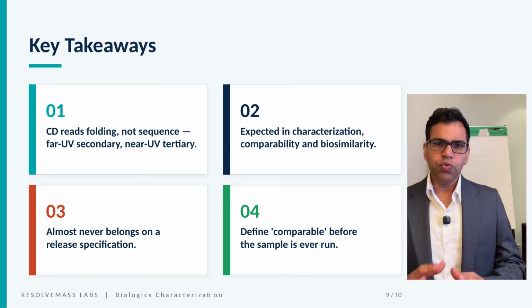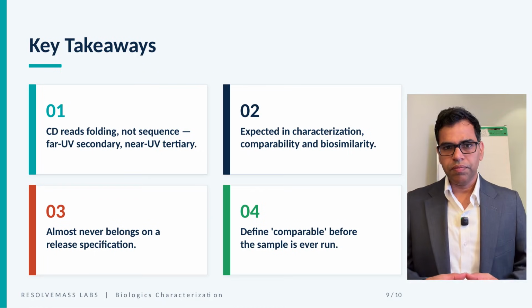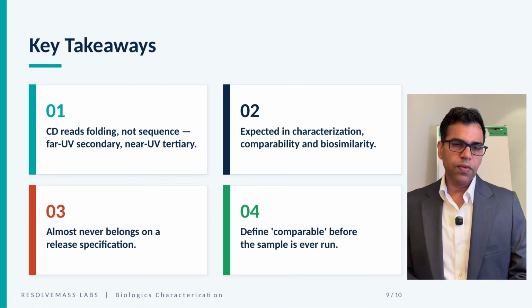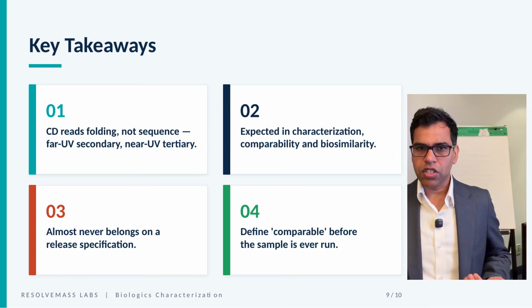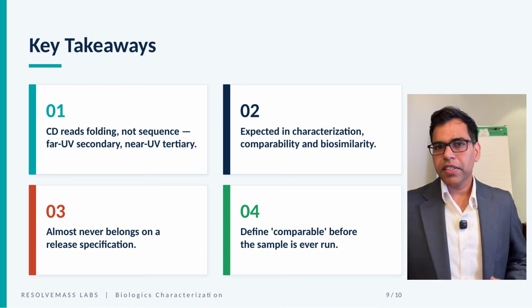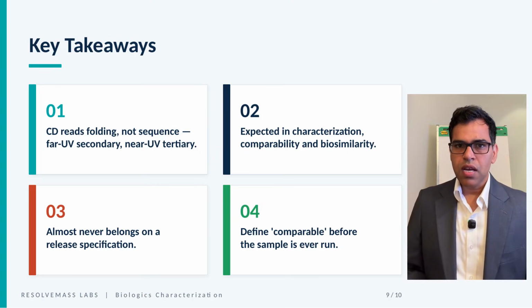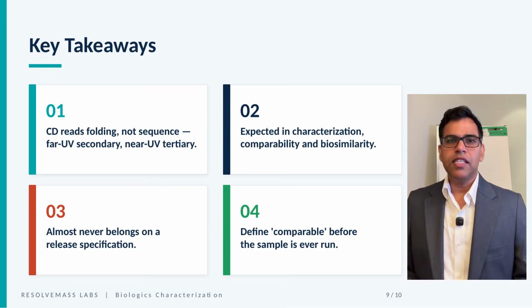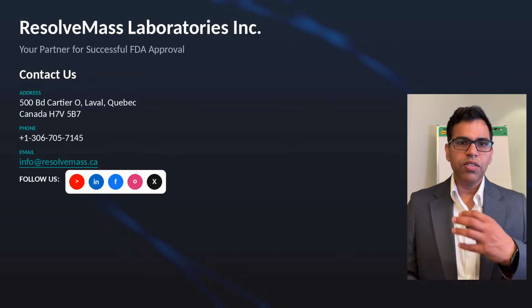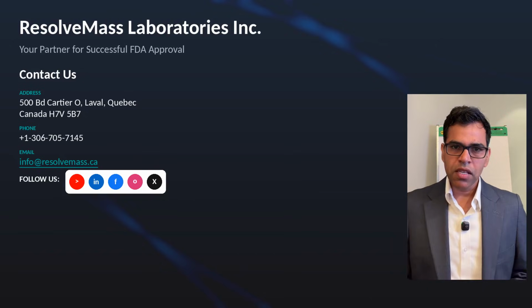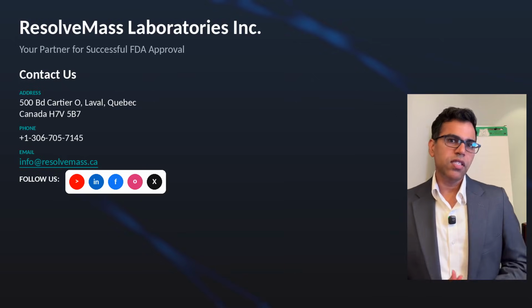So what should you walk away with about circular dichroism in today's session? It reads folding, not sequence. Far UV for secondary structure, near UV for tertiary. Regulators expect it in characterization, comparability, and biosimilar similarity work, and almost never on a release specification. Its weakness is resolution, so it travels with orthogonal methods, and define what comparable means before you run the sample, not after.